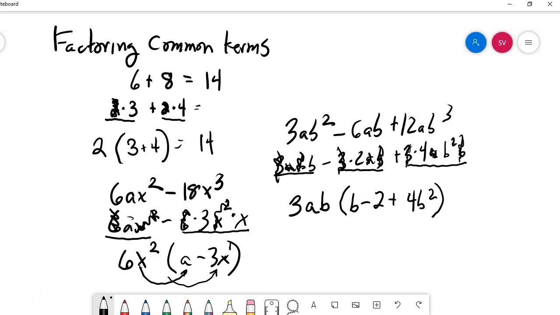And remember, just as a check, you could always distribute this by multiplication to make sure that we get right back to our original problem. And that is our lesson on factoring common terms.